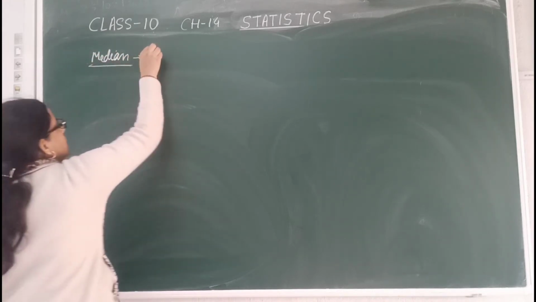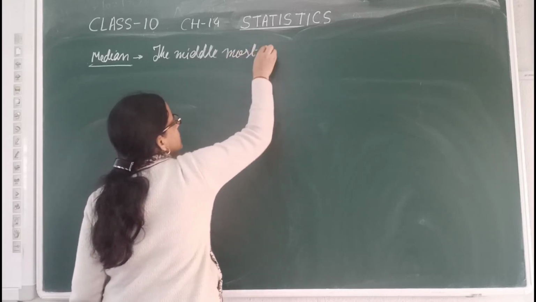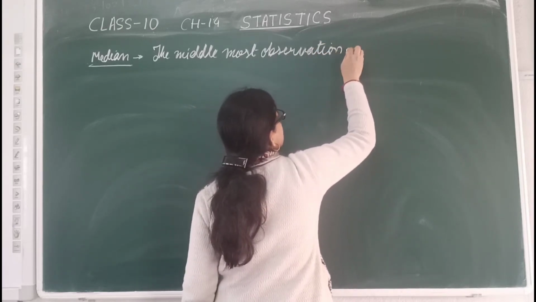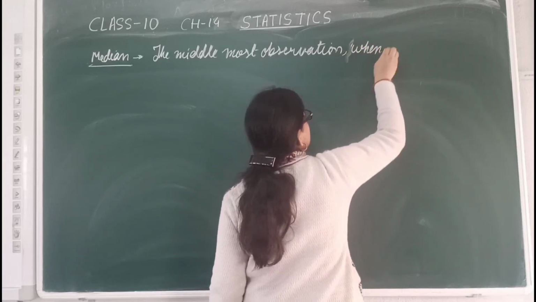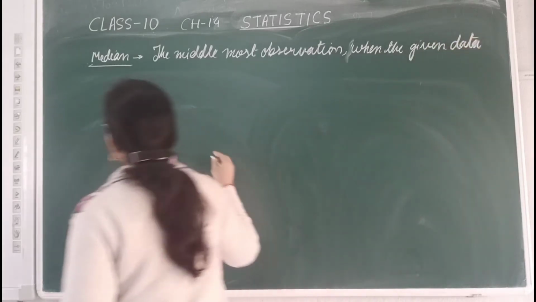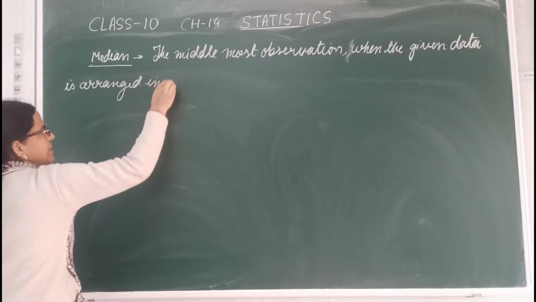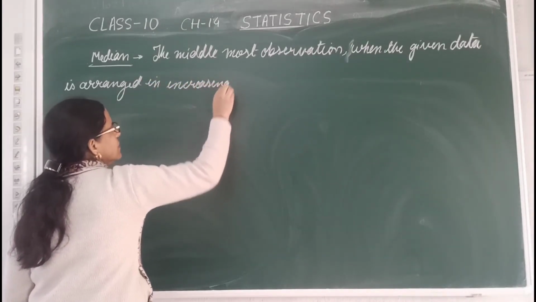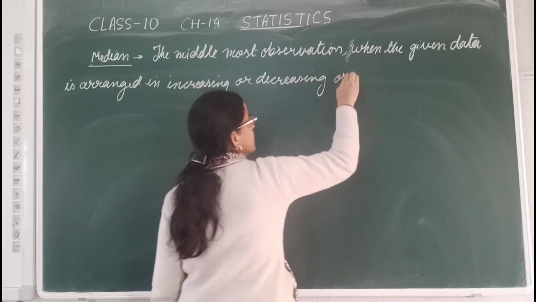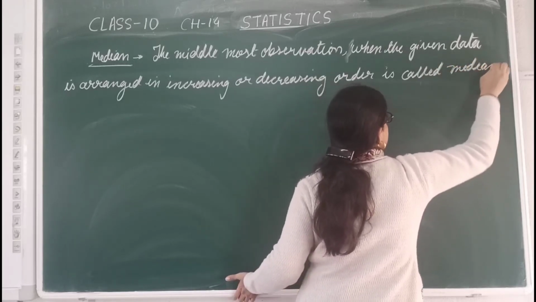Median. The middlemost observation, when the given data is arranged in increasing or decreasing order, is called median. Okay?